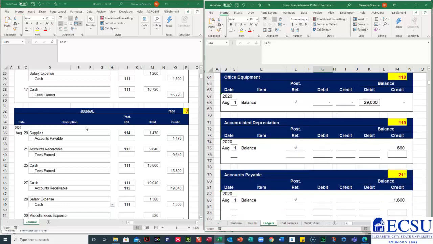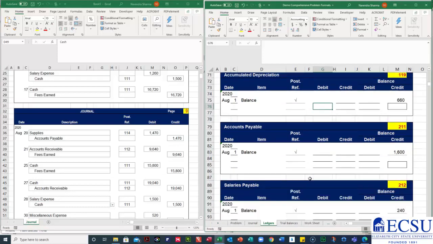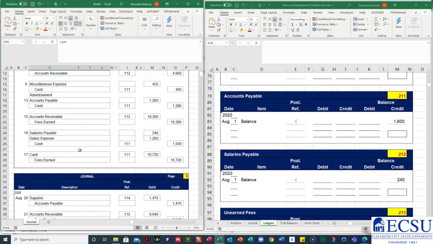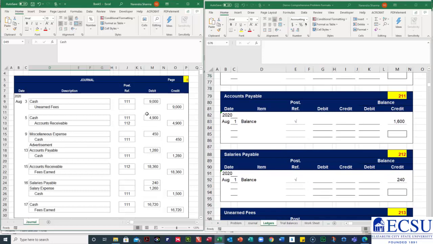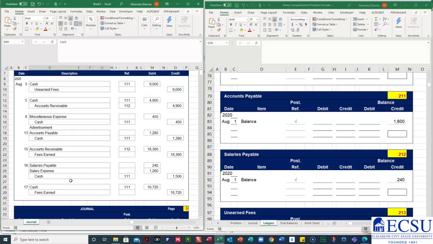Office equipment. I guess we don't have anything there. Accumulated depreciation. I didn't see any accumulated depreciation. Accounts payable. Yes, we did see accounts payable. So let's see. Accounts payable here. So this is going to be 211, and this is on the 13th, right? This is on the 13th.